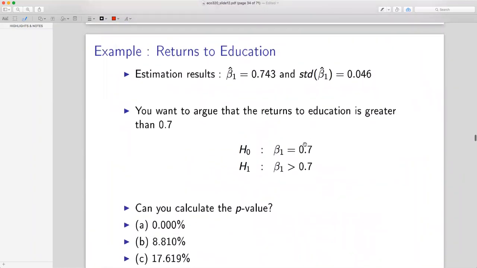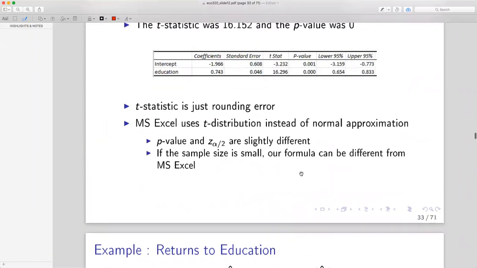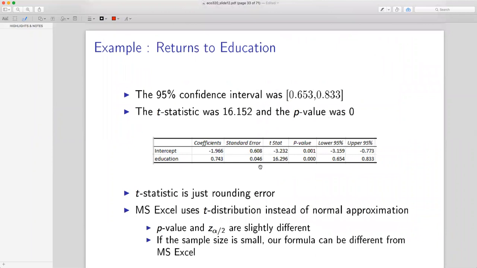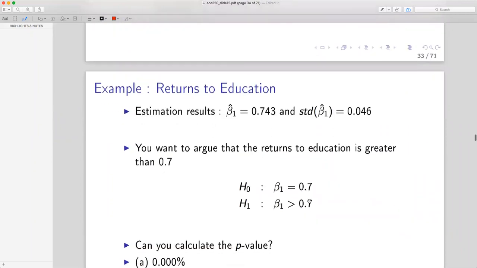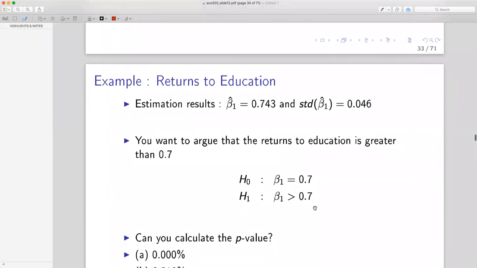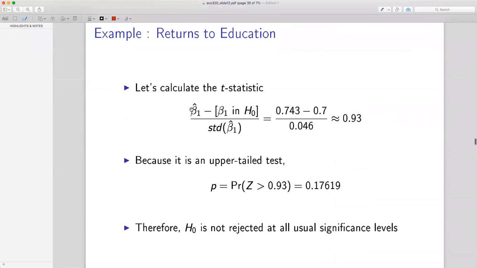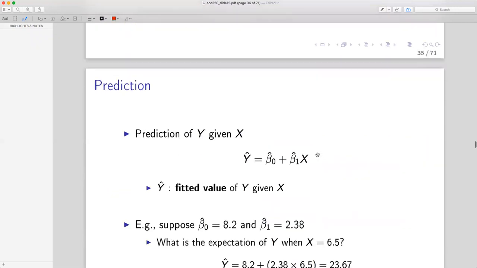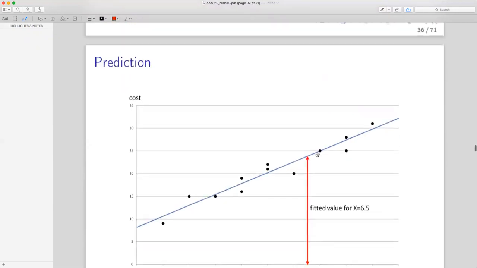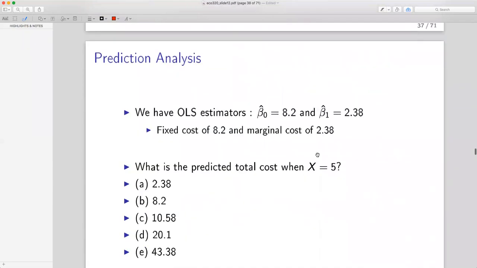Sometimes you're going to test against beta 1 equal to 0.7 or some other value. But in our project, most of the time you're not going to use that. Most of the time you're just going to test it against 0. That's why I don't focus on that. The only difference is that previously it was beta 1 minus 0, because that is the thing we are hypothesizing. But now it's replaced with 0.7, as we did in chapters 9 and 10. So nothing is different. It's exactly the same thing.